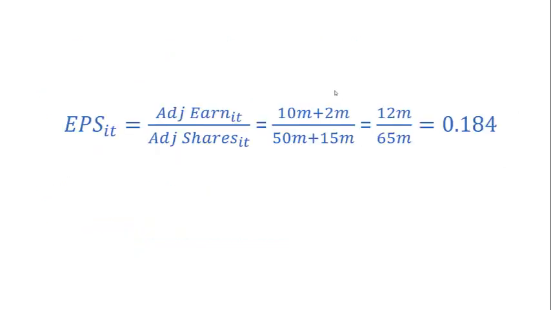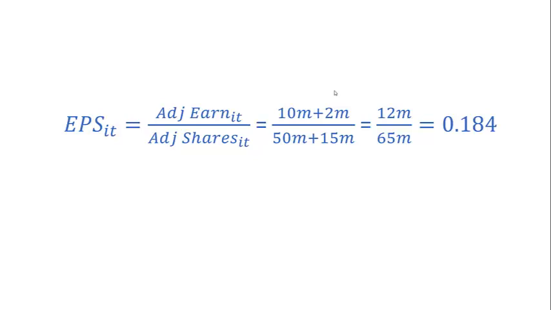So what we have to do is adjust the earnings number for what impact the exercise of the convertible notes would have. The interest is not going to be payable if we convert the notes, so therefore we're going to have $2 million less interest expense. Our earnings is going to go up by $2 million. The number of shares that we have on issue is going to go up by 15 million.